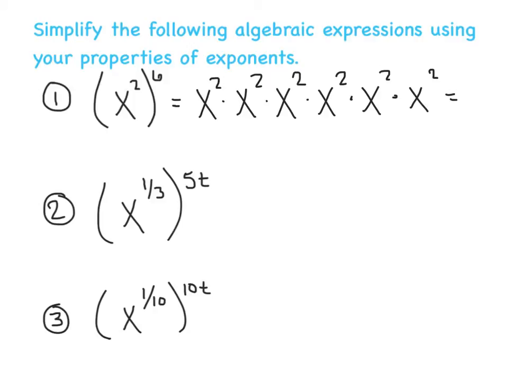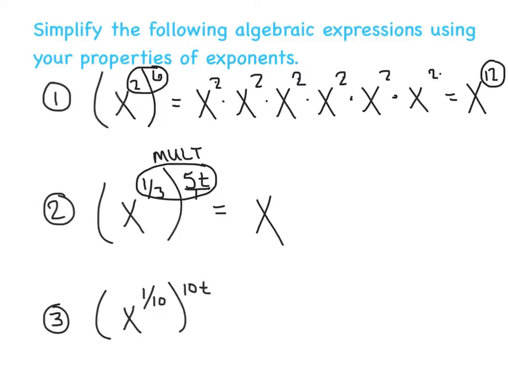Now, if I multiply all these x squareds together, 2 plus 2 plus 2 plus 2 plus 2 plus 2 is going to give me x to the 12th. Now, in hindsight, the shortcut was to simply multiply the 2 and the 6 to come up with the 12, and that's the shortcut I'm going to use in the future here. So in this case, I'm thinking I want to multiply these exponents right here. In other words, I see a power raised to a power, or an exponent raised to an exponent. And what I'm visualizing is 5t being divided by 1, and I'm going to multiply the numerator times the numerator, and then the denominator times the denominator. And that's going to give me x raised to the 5t divided by 3.